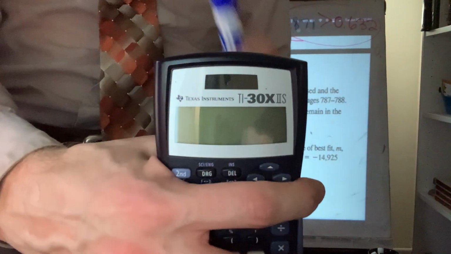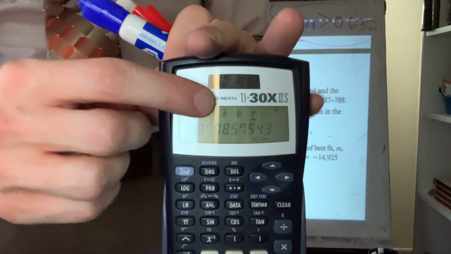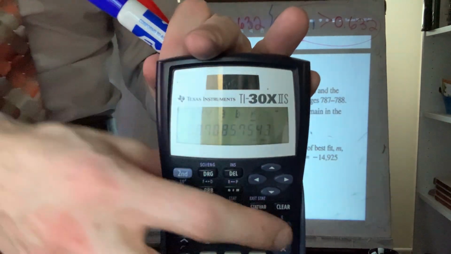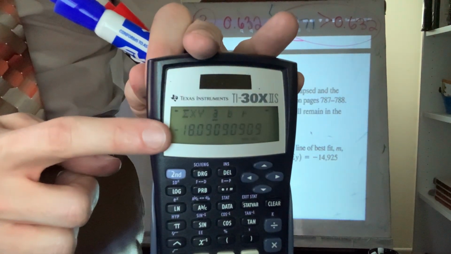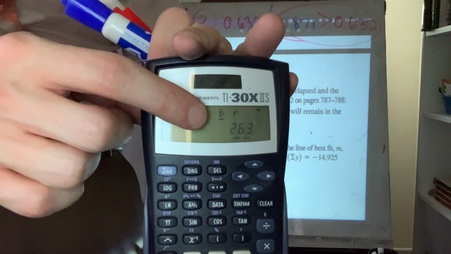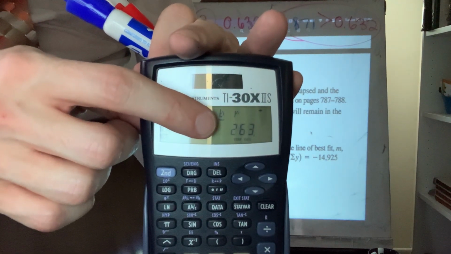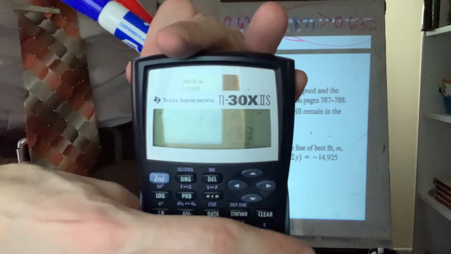All that means is that after we've gotten that correlation coefficient, we're going to scroll over to here where there's an A, and that is our slope. And notice that it is negative, naturally. And then scroll over to here and get our y-intercept b.